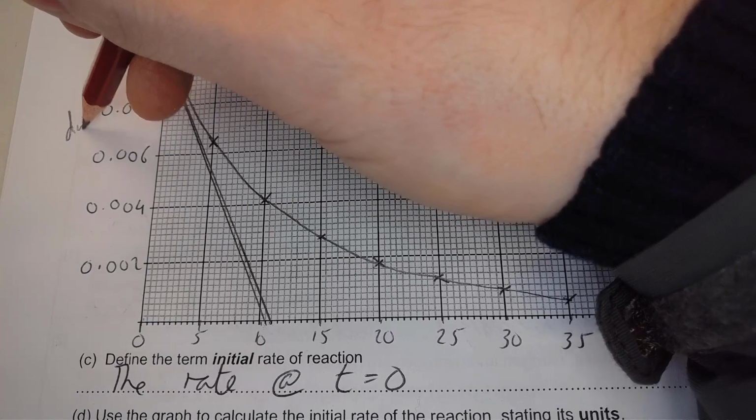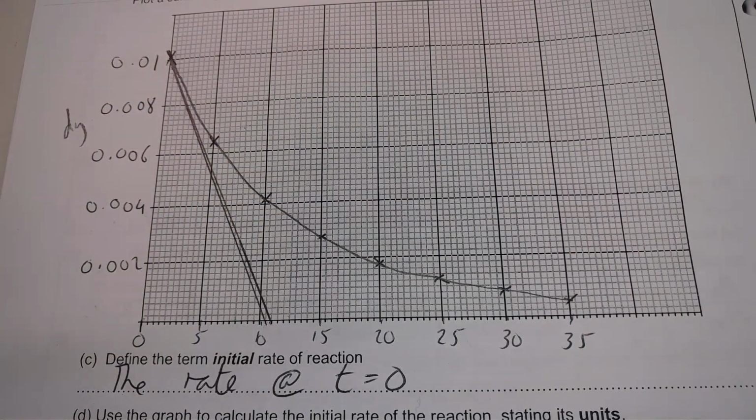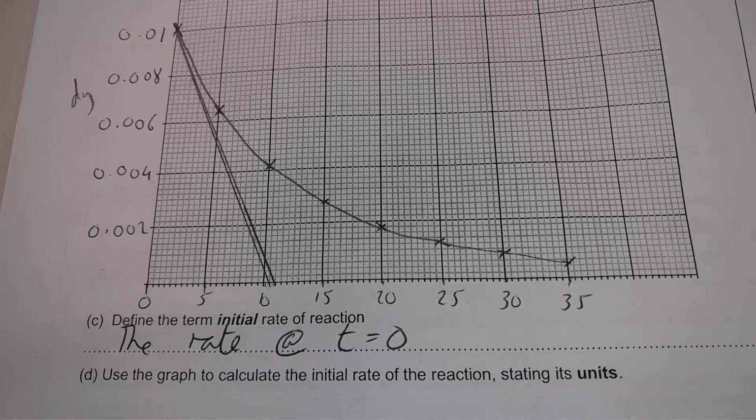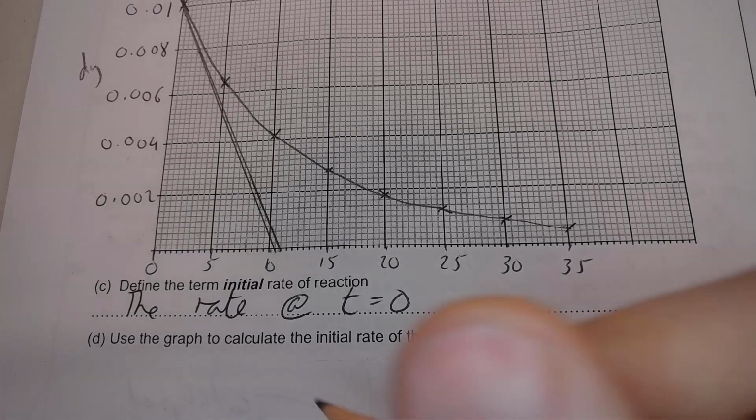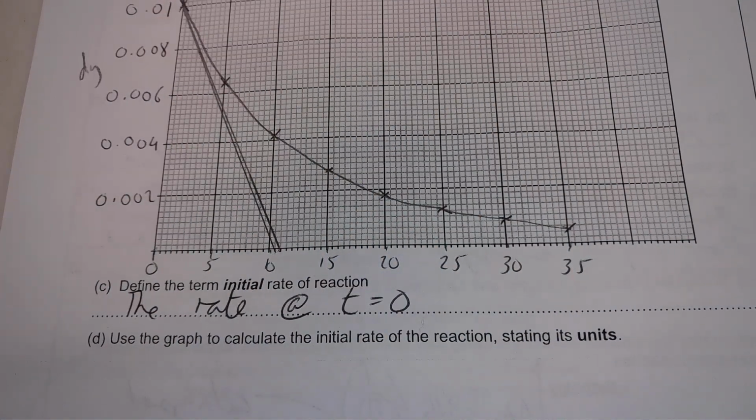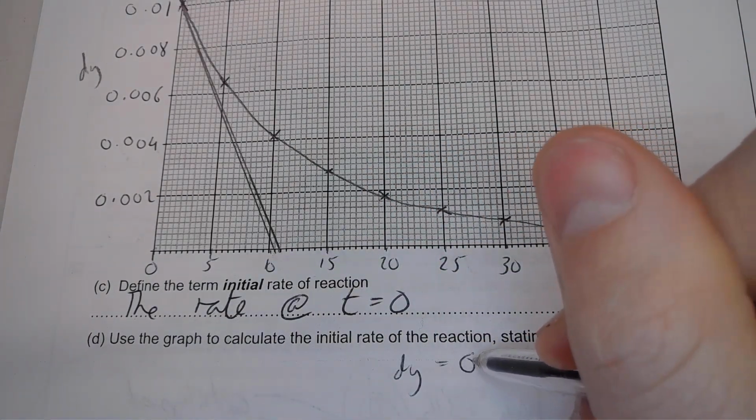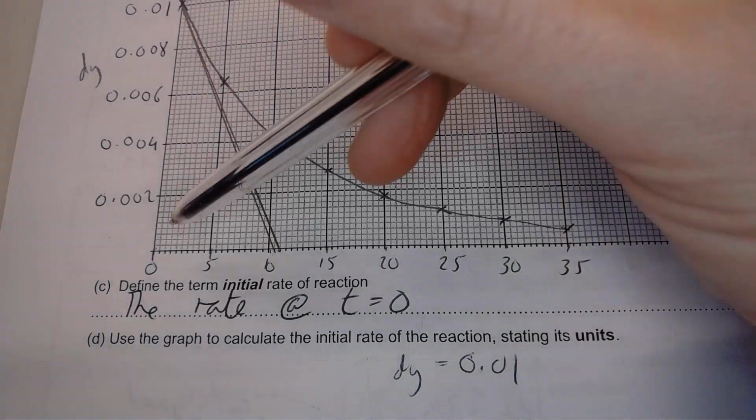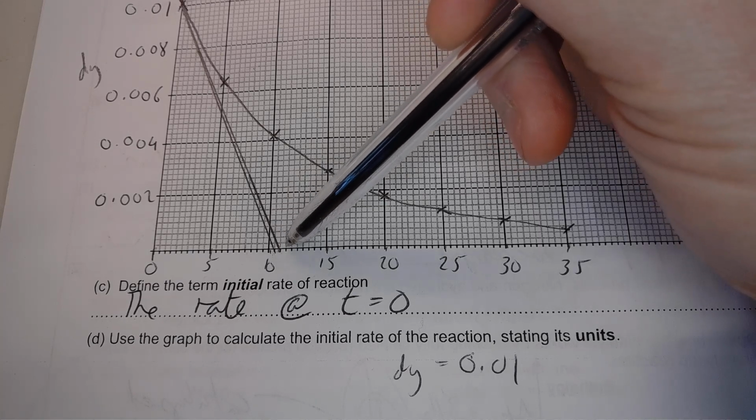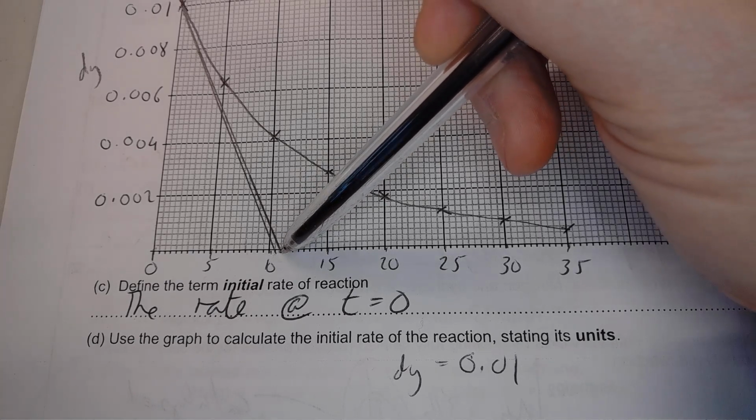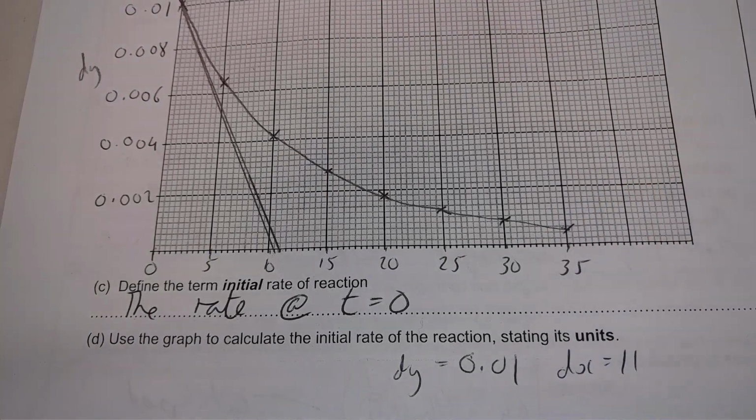That gives me my dy. Go from 0 to 0.01. So dy equals 0.01. And then I'm going from 0 to, what was that then? 11, 12, yeah. So about there. So on my graph, that's 11. dx equals 11.